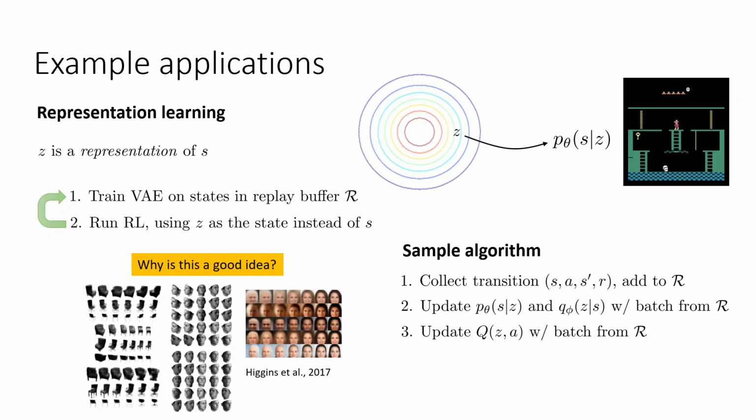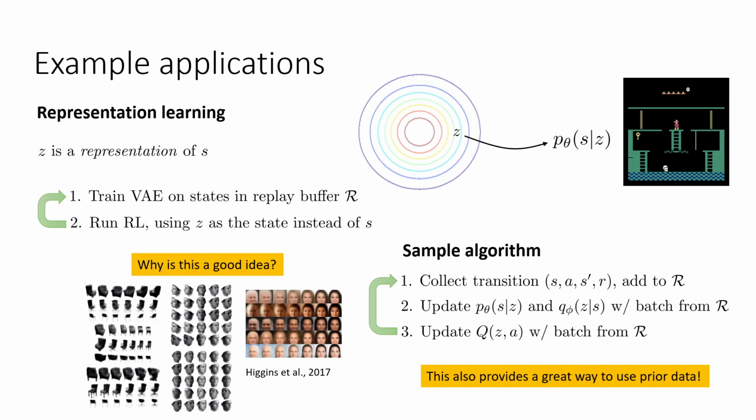Then you update your Q function with a batch from the replay buffer, but the Q function now takes as input the latent representation z produced by the encoder, not the original images. And we would expect this to be an easier process because now the representation fed into the Q function is a better representation than the original image. And then we repeat this process.